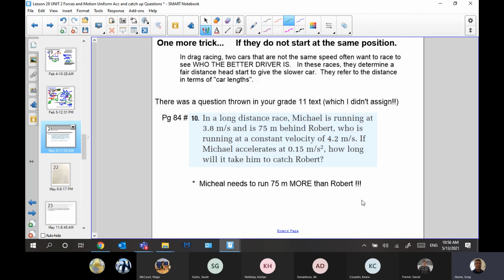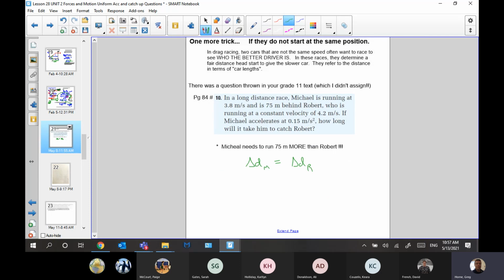So what looks a little weird in the equation work here is if you had delta D Michael equals delta D Robert, this is what we used to do, right? If we want them to end up having the same displacement. But if they had the same displacement overall from where they started, Michael would still be 75 meters behind. So is it intuitively obvious to you that you'd have to add a 75 here? Basically what I'm saying is Michael's displacement equals this, 75 meters more than Robert's.